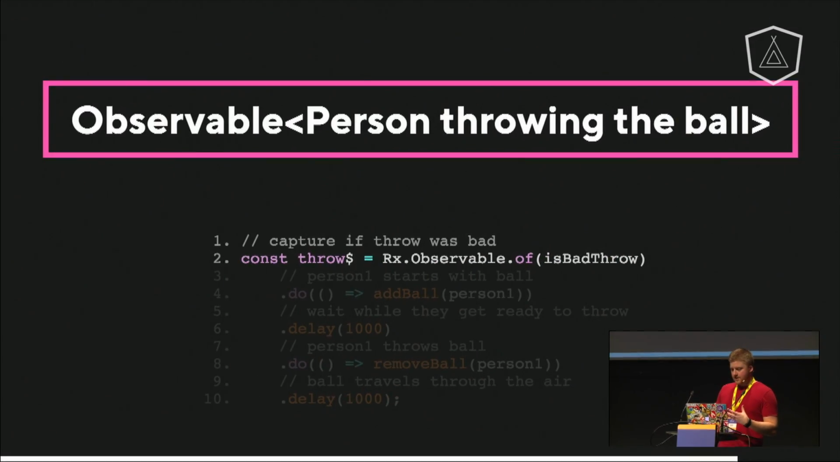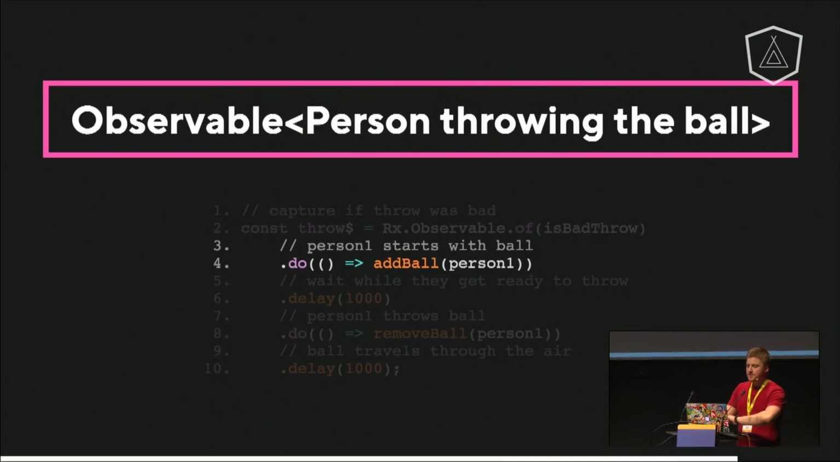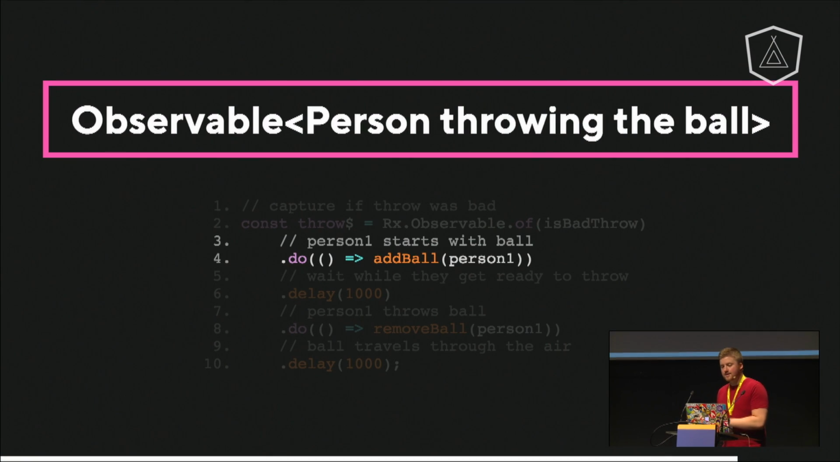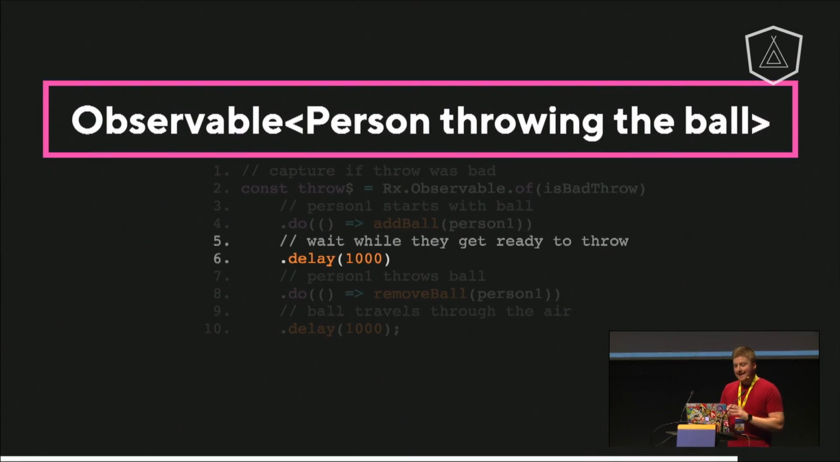To build out the rest of this person throwing the ball with those bullet points I just mentioned, we're going to start off with a stream of true or false events for whether the throw was good or bad, and we're just going to use some operators on it so that we can do our side effects of adding or removing the ball and incorporating the delays between throwing them. So we're going to start off with this Boolean. We're then going to use the do operator so that we can have the side effect of the ball being added to my DOM node. This is just going to give us a way to perform some action as the stream comes through. It's not going to change the value of the stream in any way. And then we're going to delay for 1 second.